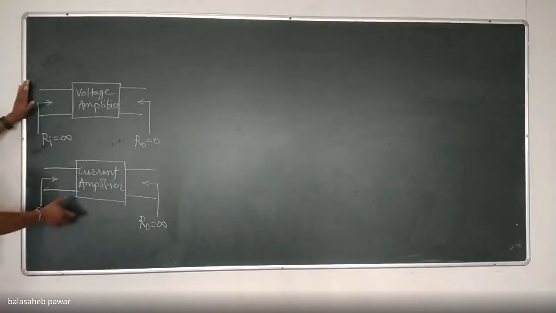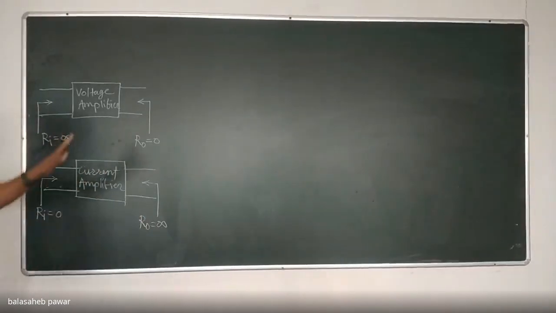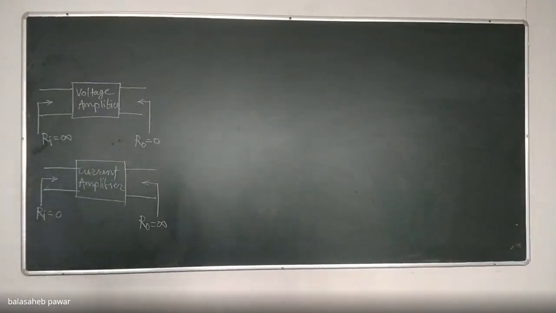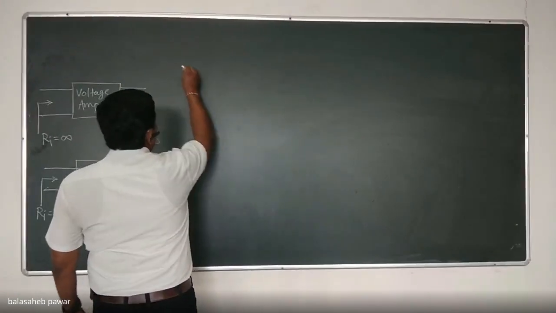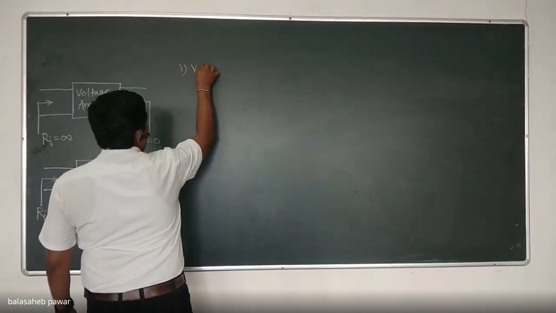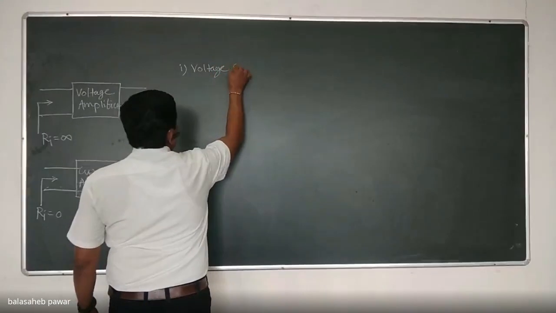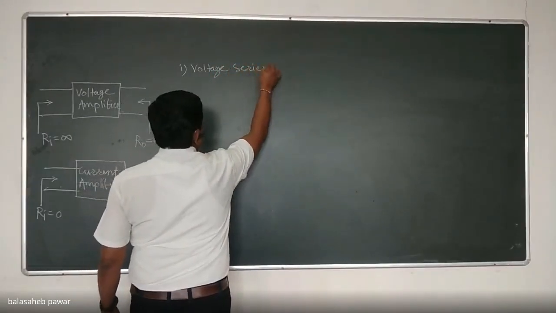Both are ideal amplifiers. Okay. Is it visible? May I be audible properly? Yes, sir. Okay. Now see, if we consider the first topology, that is the voltage series feedback amplifier.